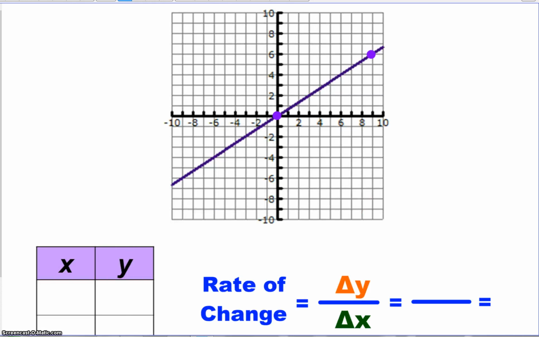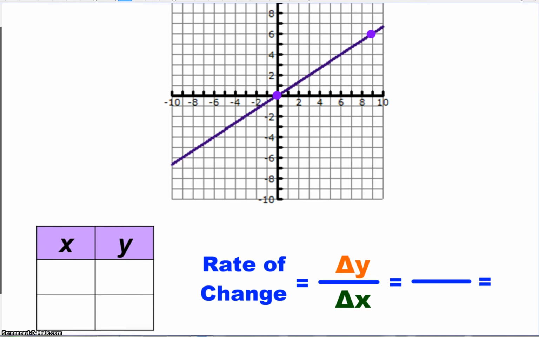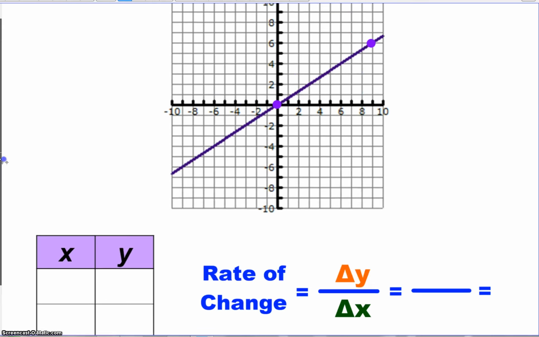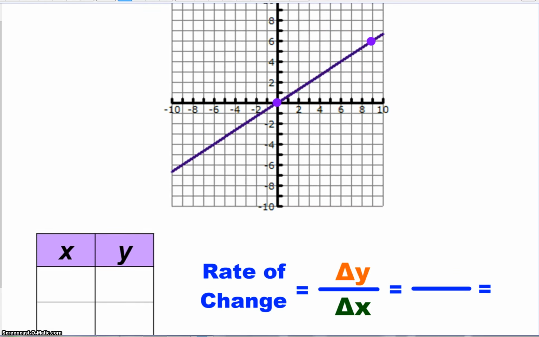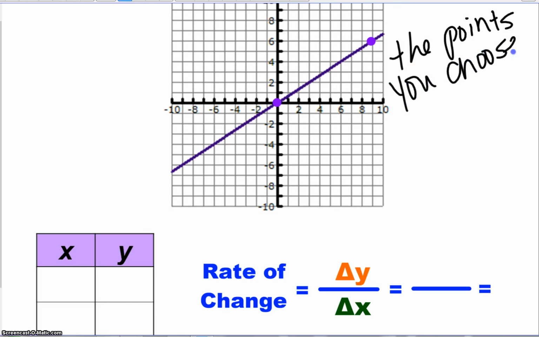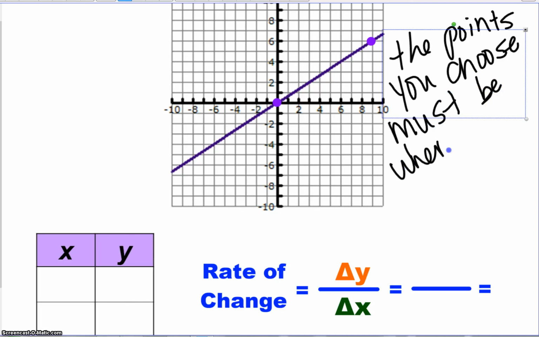And now let's talk about the example. In order to do this example, we have 0 points in our table, so that means we're going to have to go up to our graph. And luckily for us, the points were given to us. But remember, if you're not given points, the points you choose must be where the grid intersects.